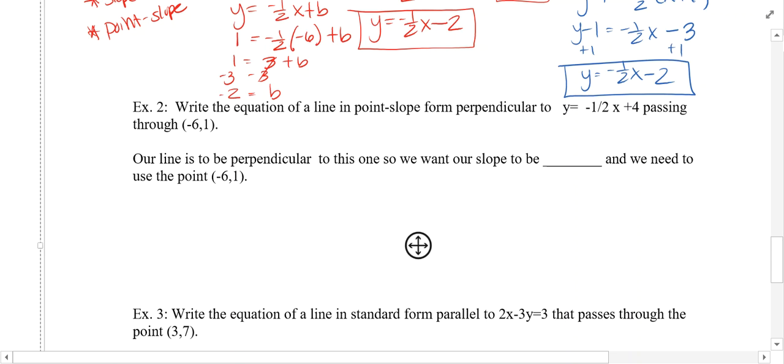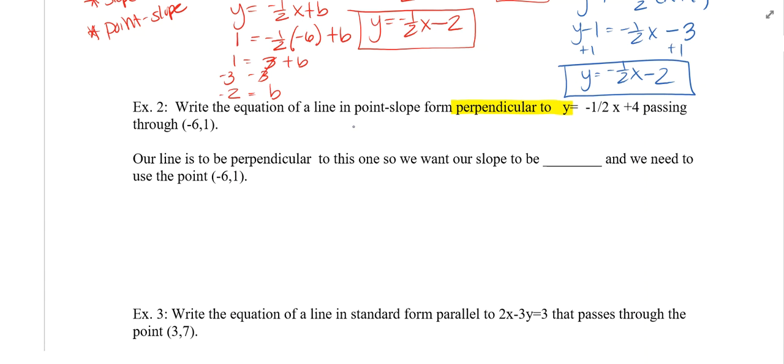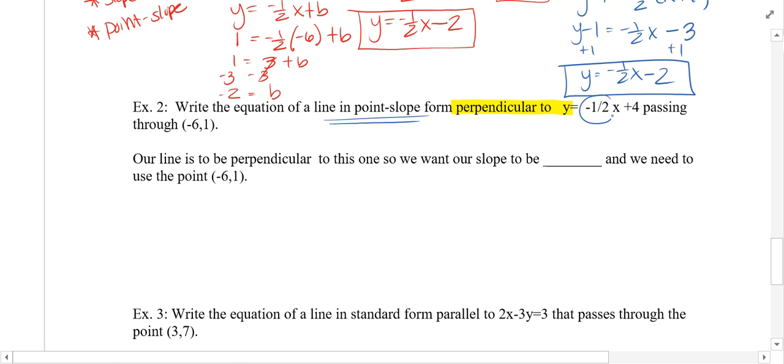Okay, example 2. Write an equation of a line perpendicular. Okay, so be careful. We're going to keep track of this. Perpendicular to this. And we want our final answer to be in point slope form. Okay, so here's the slope in this equation, but we want it to be perpendicular. So the slope we're going to use in our new equation, we flip it and change the sign. It's going to be 2.